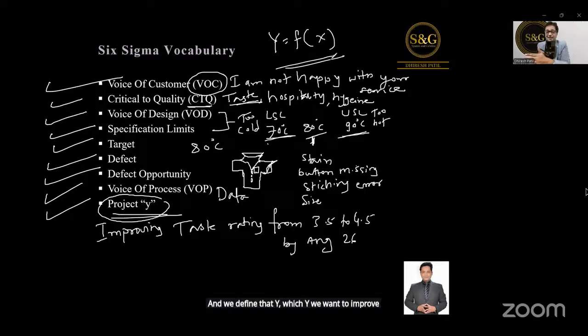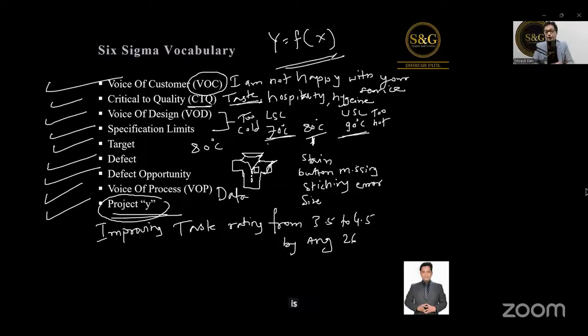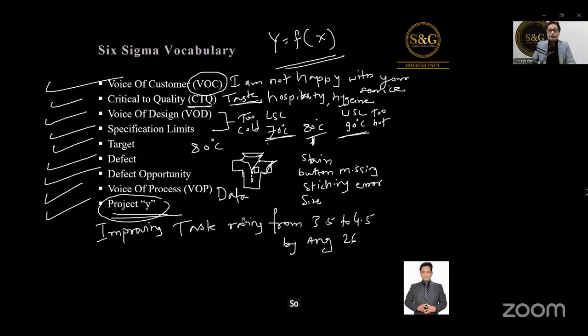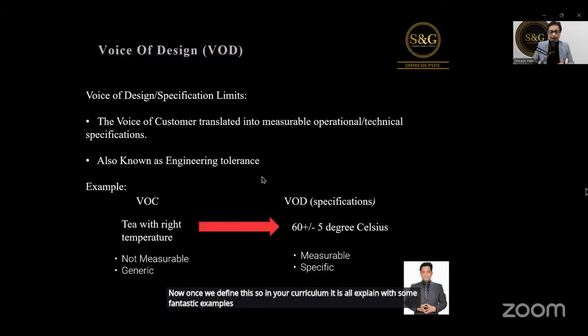There could be multiple Y's here, right? Taste is a Y, hospitality is a Y, hygiene is a Y, delivery lead time is a Y, correct? How do we improve those Y's? Is something which is this, okay? Yes, function is the process, absolutely right. Clear? So once we define this, in your curriculum it is all explained with some fantastic examples. You can go through that, okay?